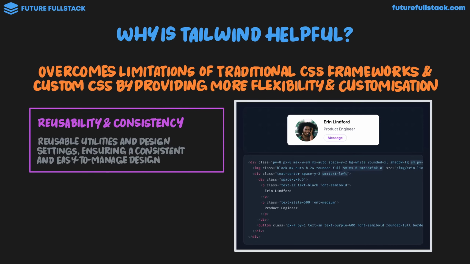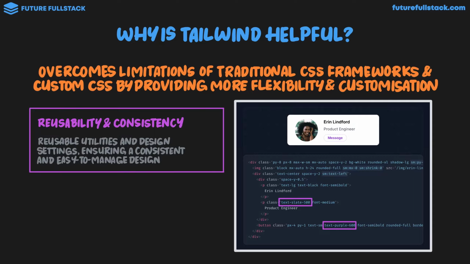So for example, you can see this paragraph has a utility class text-slate-500. You can see the button has the color text-purple-600. These are inbuilt styles inside Tailwind, where these classes are reusable throughout the page and provide consistency.